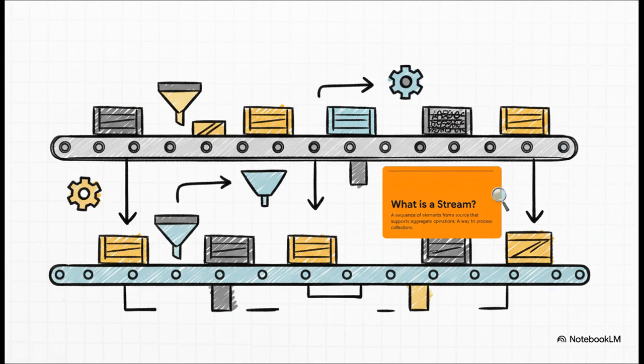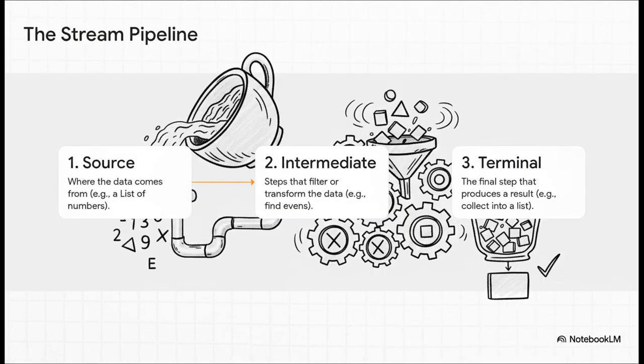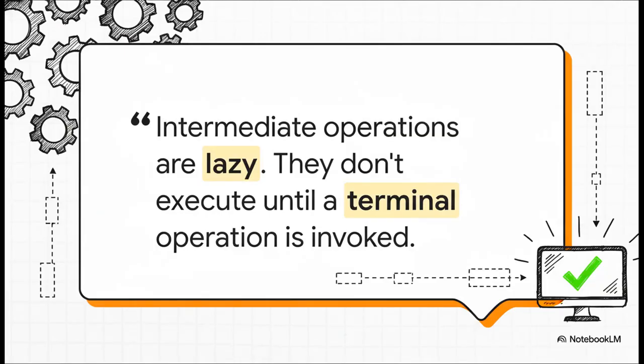All right, with all those tools, we can finally talk about streams. It's like a powerful assembly line for your data. And every stream has 3 parts: a source, some steps in the middle, and a final step that gives a result. But here's the cool part. These middle steps are lazy. Nothing happens until you ask for the final answer.